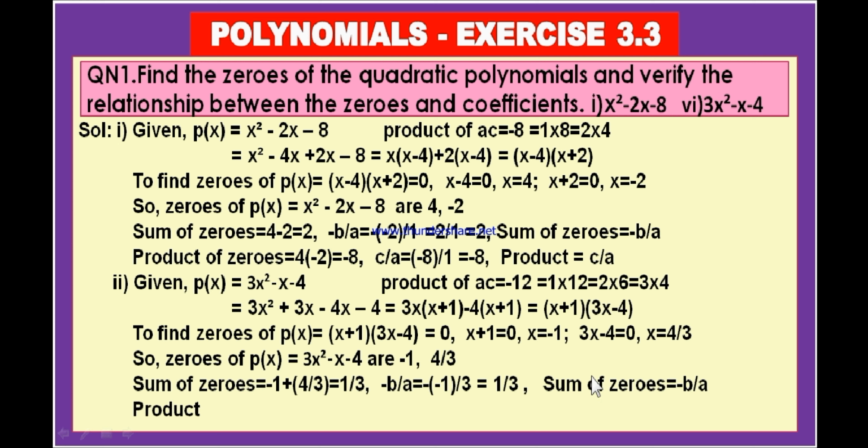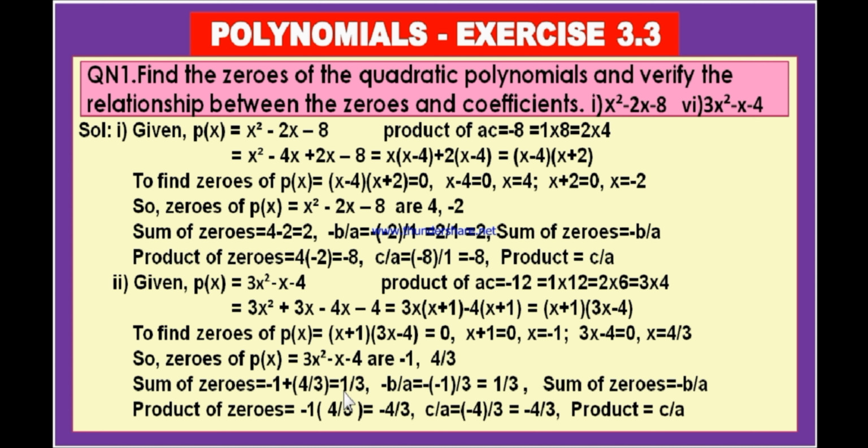Next let us find the product of the zeros. Product of the zeros is equal to minus 1 into 4 by 3, which is minus 4 by 3. And let us find the ratio of c to a. Here c means constant term minus 4, a means coefficient of x square 3, so c by a is also equal to minus 4 by 3. If you observe again, these two have the same values, so the product of the zeros is equal to c by a. And the relations between the zeros and the coefficients are now verified.